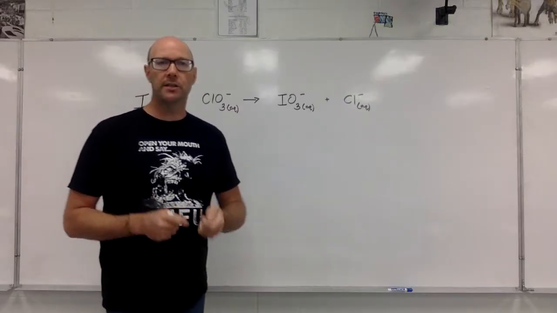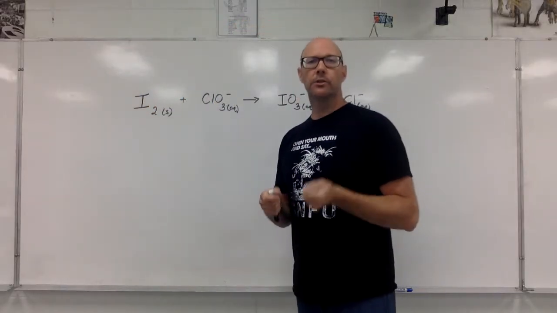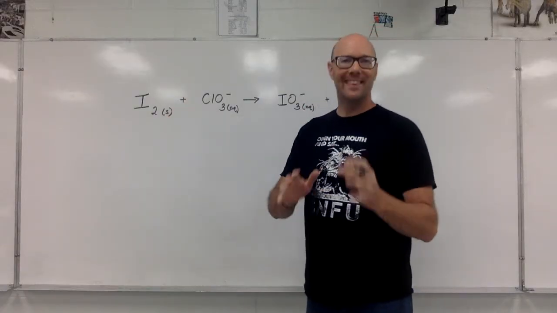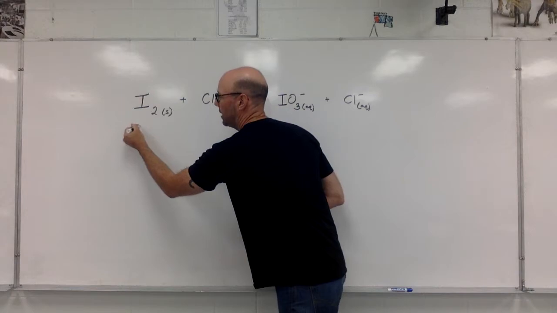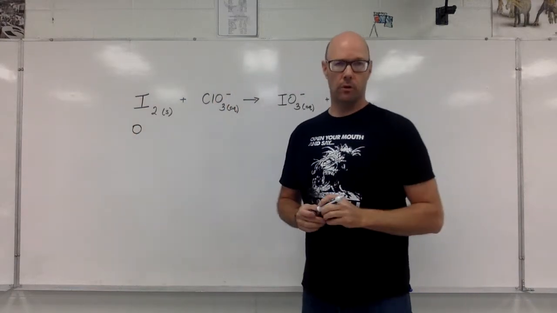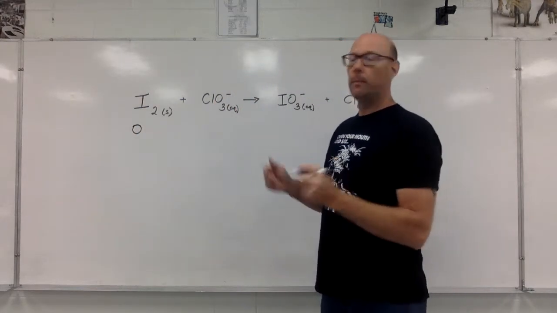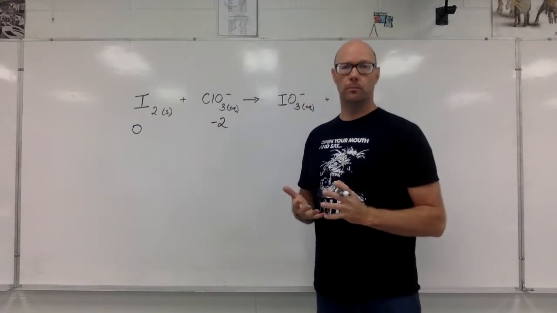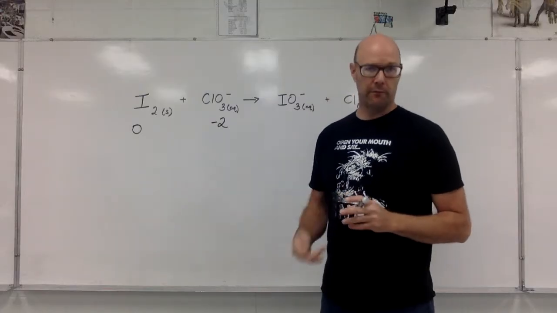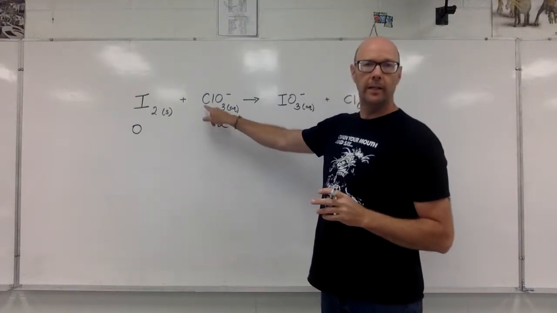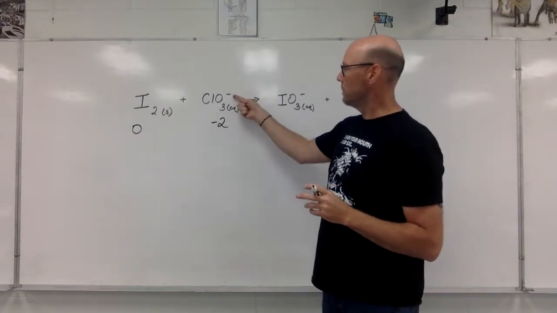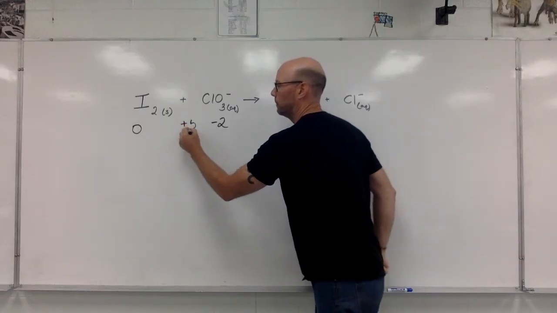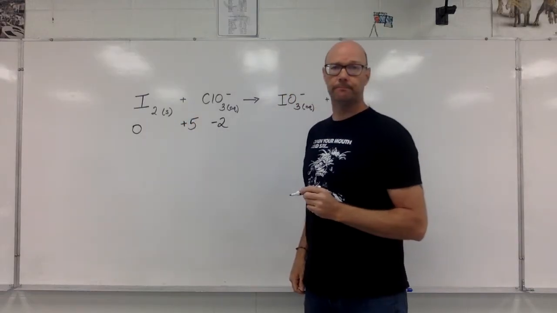The first step of which is assign oxidation numbers to all of the substances in our equation. I2 solid, that's an element. It has an oxidation number of 0. ClO3 1 minus: oxygen is -2, there's 3 of them, -2, -4, -6. One chlorine in there, its oxidation number is going to make it so that they add up to -1, which means the chlorine here is +5.